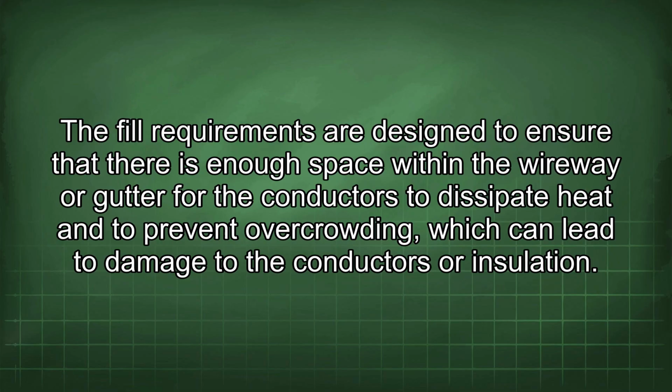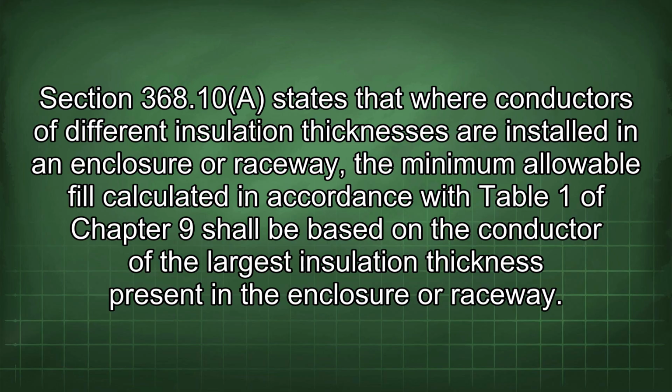The fill requirements are designed to ensure that there is enough space within the wireway or gutter for the conductors to dissipate heat and to prevent overcrowding, which can lead to damage to the conductors or insulation. Section 368.10 states that where conductors of different insulation thicknesses are installed in an enclosure or raceway, the minimum allowable fill calculated in accordance with Table 1 of Chapter 9 shall be based on the conductor of the largest insulation thickness present in the enclosure or raceway.